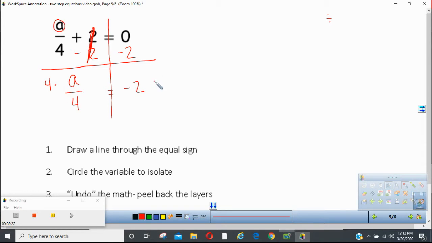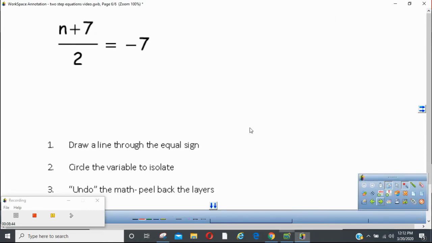And I always suggest that you write it up high. And so multiplying by 4 and dividing by 4 will cancel each other out, and it undoes it, gets rid of that layer, and now we've got a by itself equals -8. And remember, one negative makes the whole thing negative.